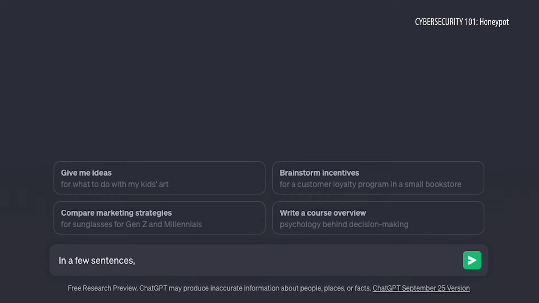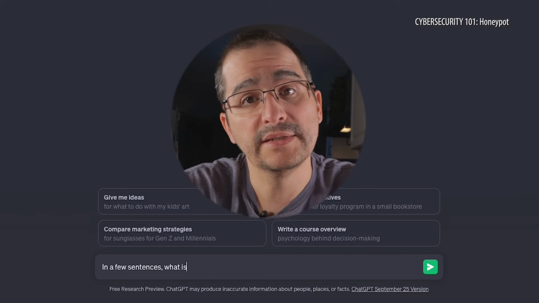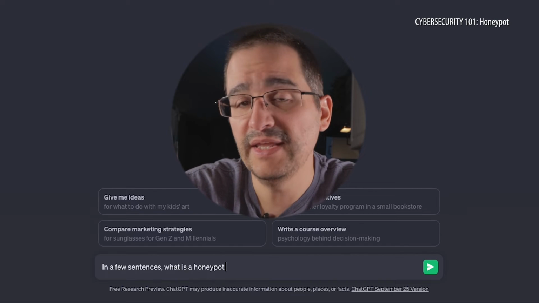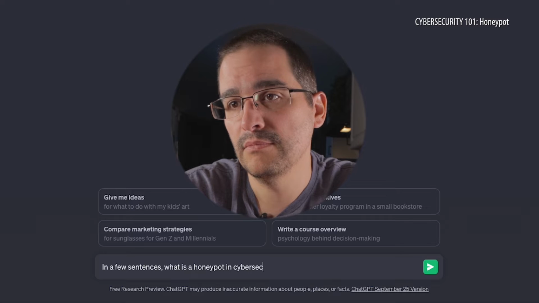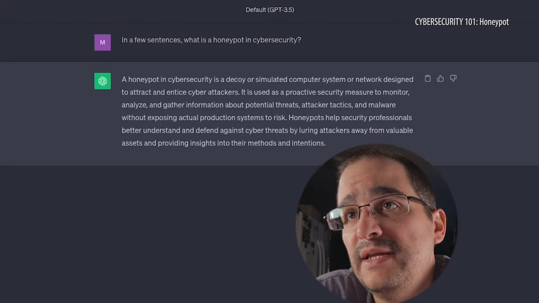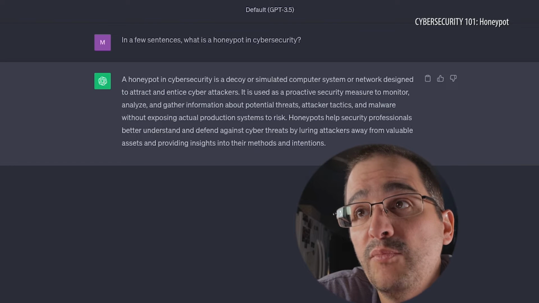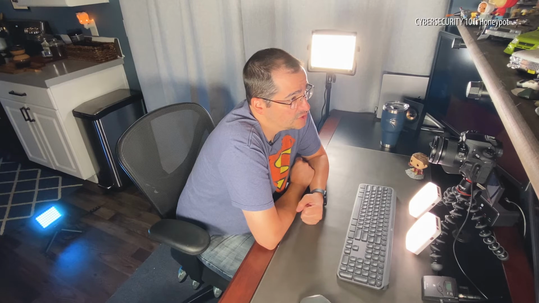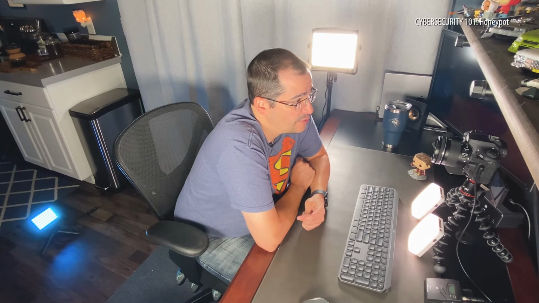So we're going to start off by putting a little term in there that I like to use to keep things a little bit less lengthy. In a few sentences, comma, and then we ask a question. What is a honeypot in cybersecurity? Let's go. A honeypot in cybersecurity is a decoy or simulated computer system or network designed to attract or entice cyber attackers. All right, little bait. So a honeypot is like a bait for hackers.